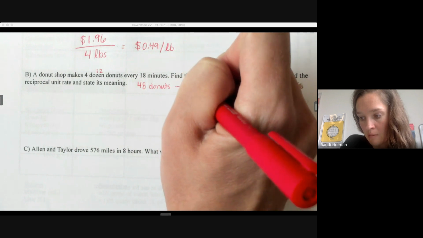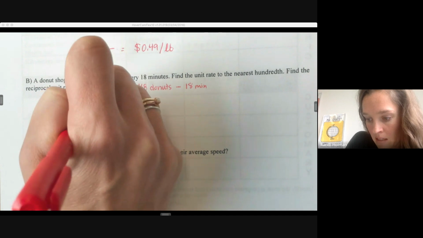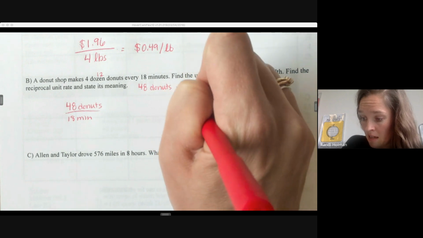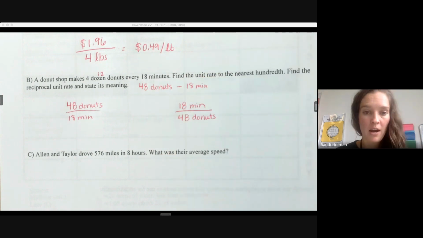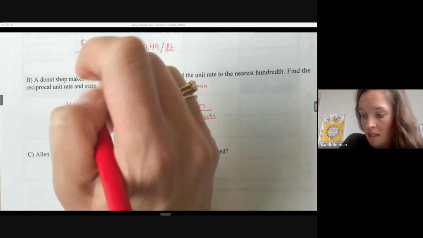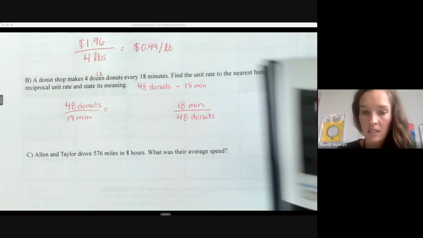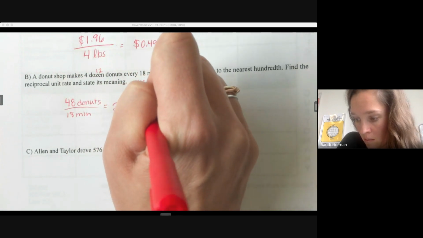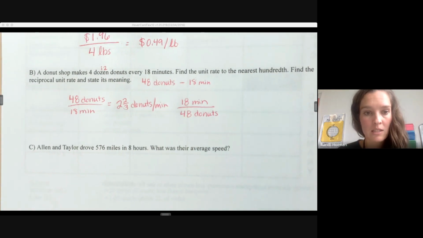for every 18 minutes. Okay, so we could look at this as 48 donuts per 18 minutes to figure out how many donuts per minute, or we could look at it as 18 minutes for every 48 donuts and find out how many minutes per donut. So if we go this way, we're just going to do 48 divided by 18, and we get 2.6 repeating, so 2 2/3 donuts per minute.